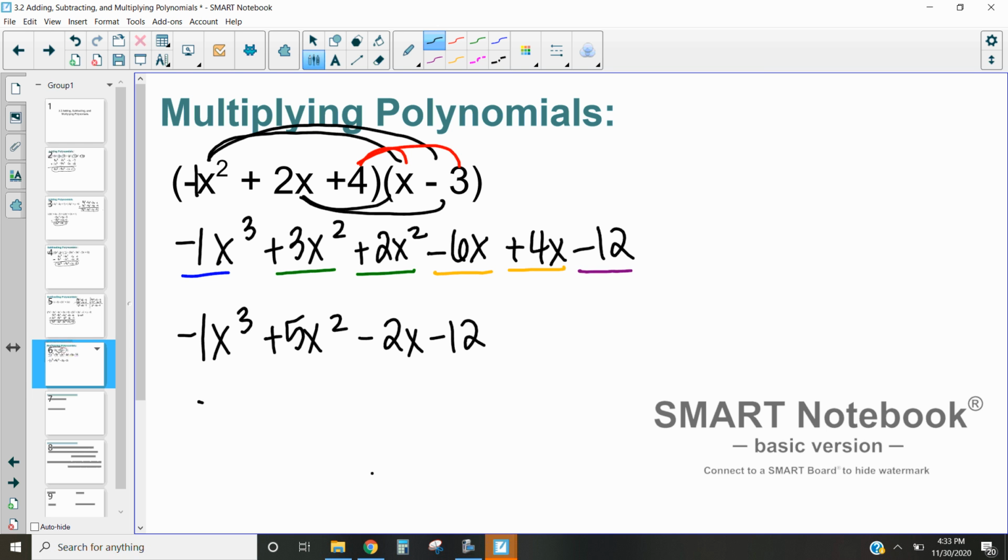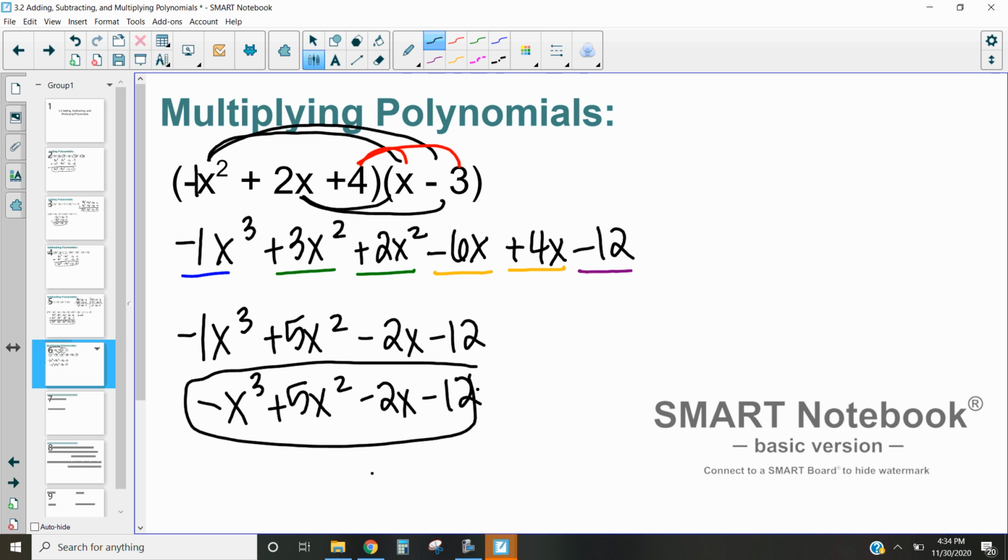Then we can write it this way. Another way that we will often see it is negative x cubed plus 5x squared minus 2x minus 12. And that there is going to be our solution. If you write it the other way, you are also correct. It just depends on how simplified you want to make it. A lot of the time people say writing that negative 1 instead of just a negative makes it a little bit more complicated, and so we can simplify it down.